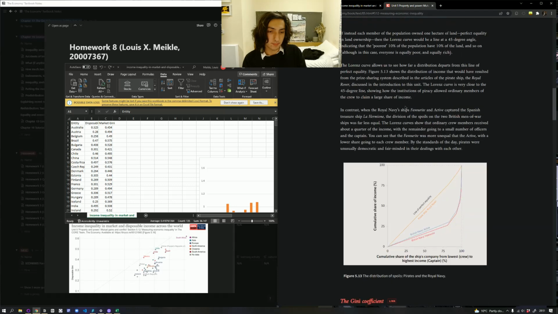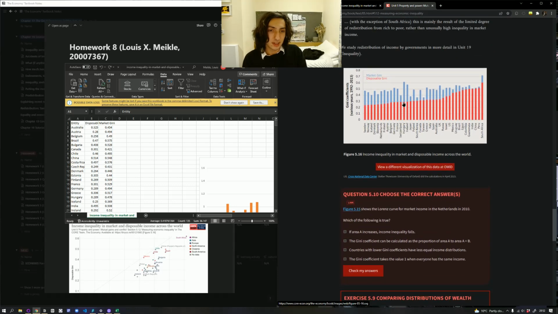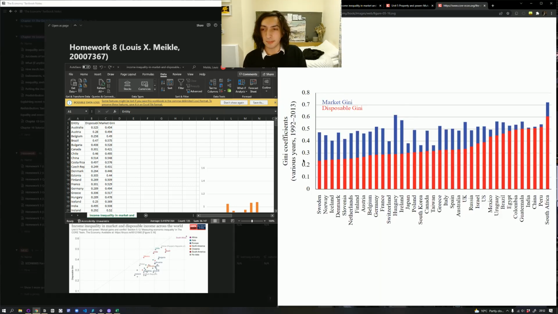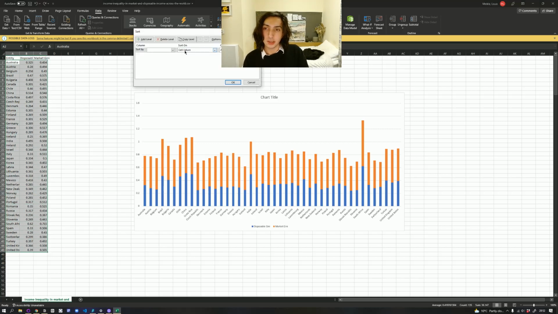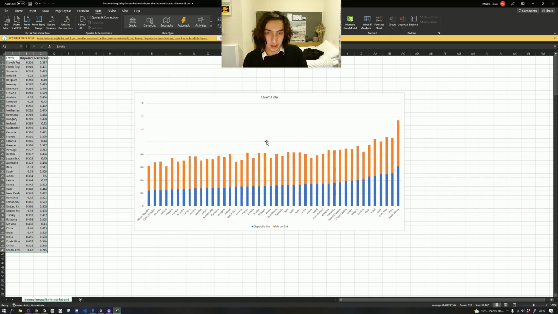Now, as you can see in this image, it's sort of sorted by disposable Gini. So we want to sort this by disposable Gini. So we highlight this all, we click sort, and we say sort by disposable Gini. It'll do smallest to largest automatically, and as you can see, it's done our thing for us.